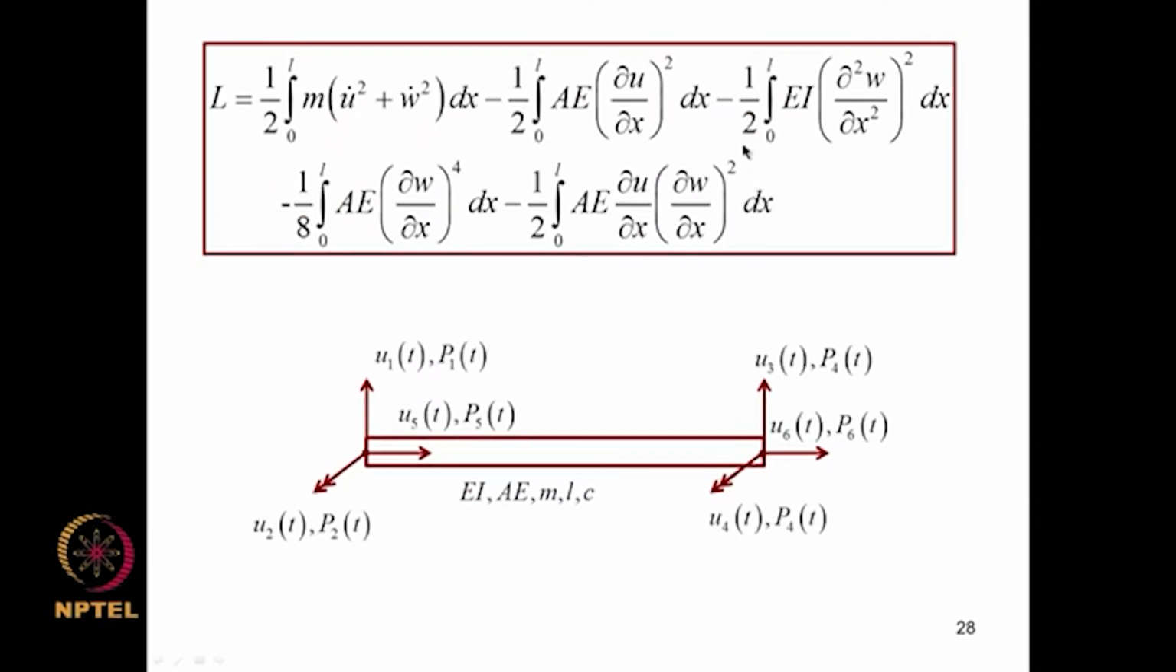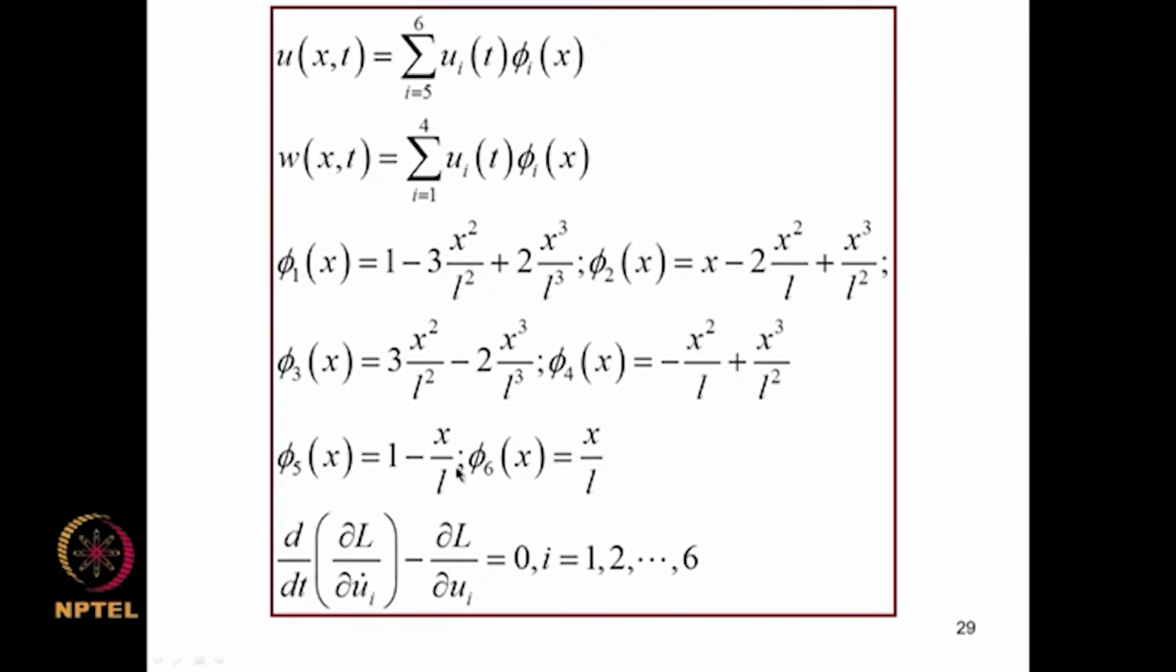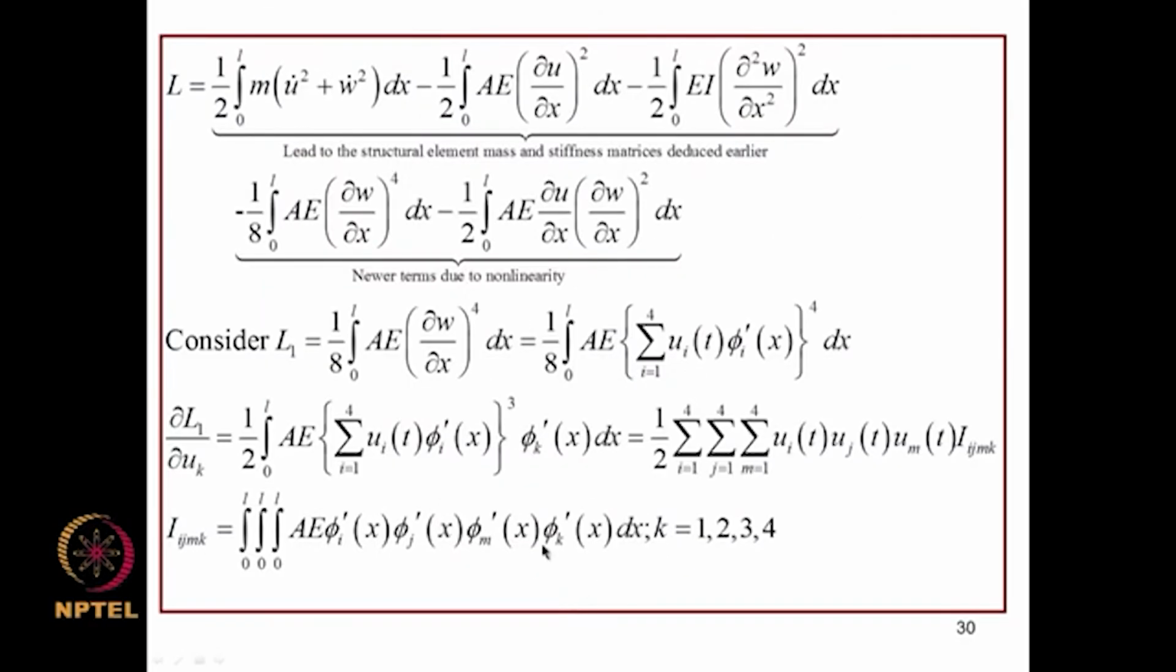I can write the Lagrangian, and again I will take a 2 noded element with 3 degrees of freedom per node, and we will interpolate the axial displacement using linear interpolation functions and the transverse displacement using Hermite polynomials. I get this set of equations, and if I run through the Lagrange equation, I will get the required equations of motion. If you examine the Lagrangian, the first few terms were already encountered in the linear analysis, so they lead to the typical mass and stiffness matrices that we have already derived, and the newer terms will originate from these two nonlinear terms.